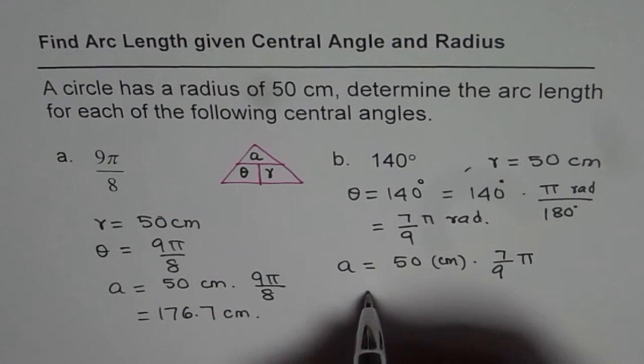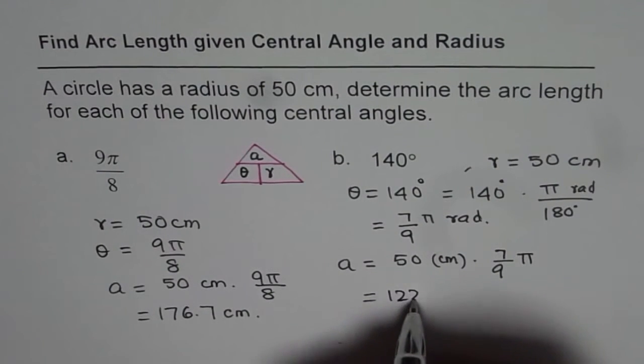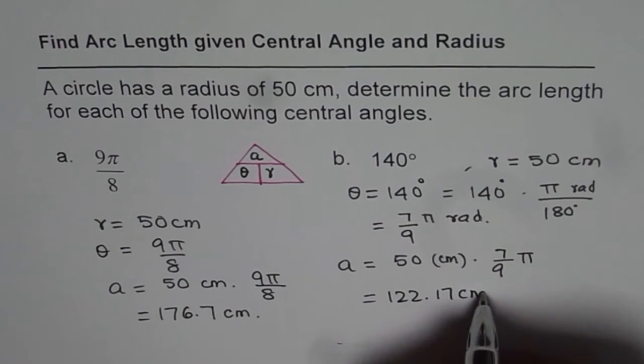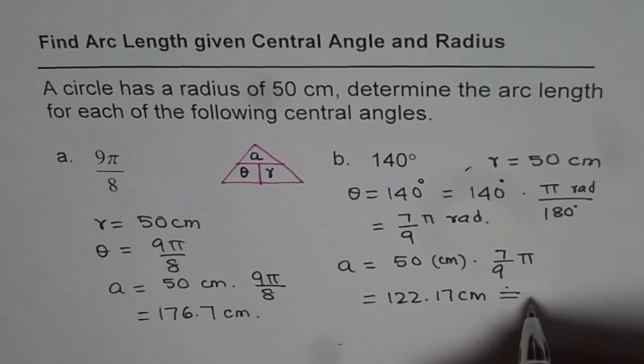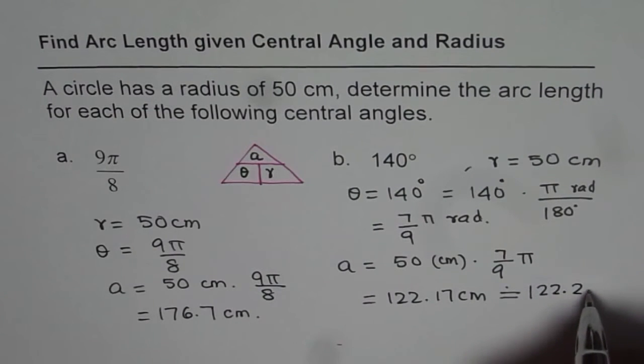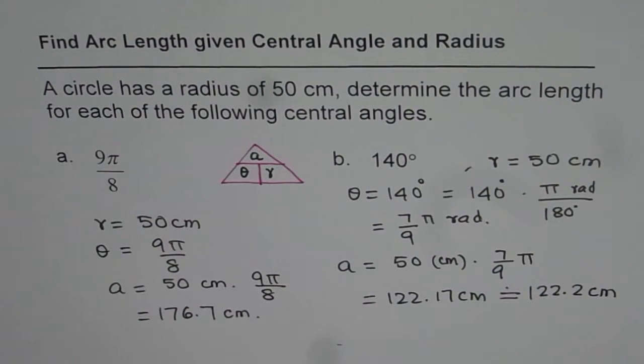It's 122.17. So it is 122.17 centimeters, which we can write as approximately 122.2 centimeters, right? So that is how we can find the arc length when given radius and angle.